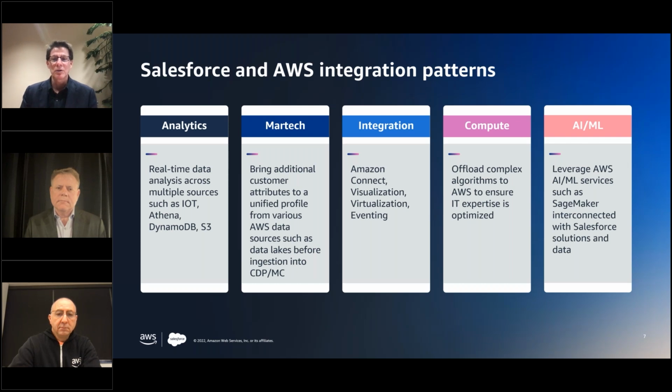And then finally, probably the most talked about pattern that's getting a lot of airtime across domains is AI ML. So how do we take advantage of the AWS AI ML services? And I think Stephen's going to talk about this. How do we use SageMaker, the models that we have, or bring your own model to this equation, and then really enrich the CRM deployment through AI ML. And so these are the 5 most common integration patterns we see across our mutual customers. So again, they're analytics, MarTech, integration, compute, and AI ML.